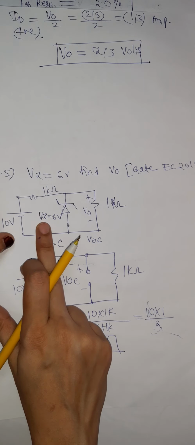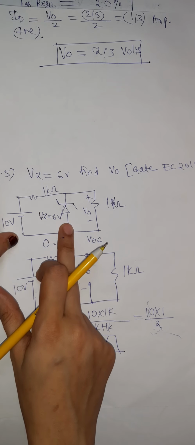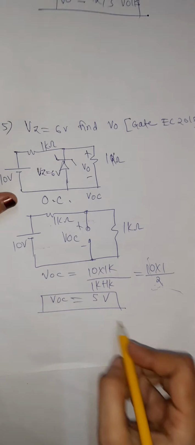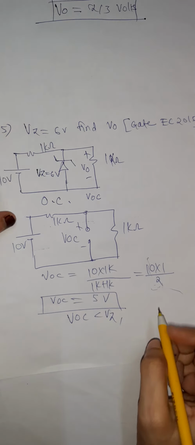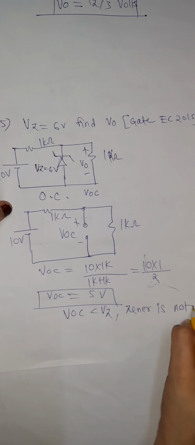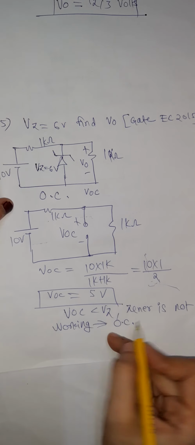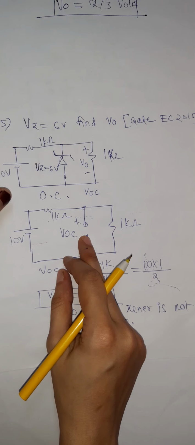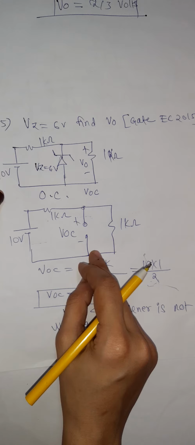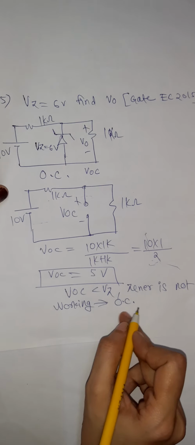But our Zener diode requires 6 volts to get into operation. So as here the open circuit voltage is less than VZ, that is VOC is less than VZ, our Zener diode is not working. It will act as an open circuit. As it is not working because a 5 volt source is available here, and at 5 volts this Zener cannot be on because this Zener requires 6 volts to get on. So this Zener will act as an open circuit.